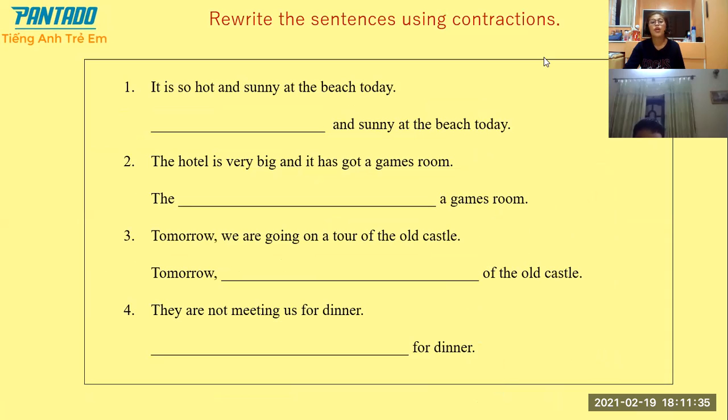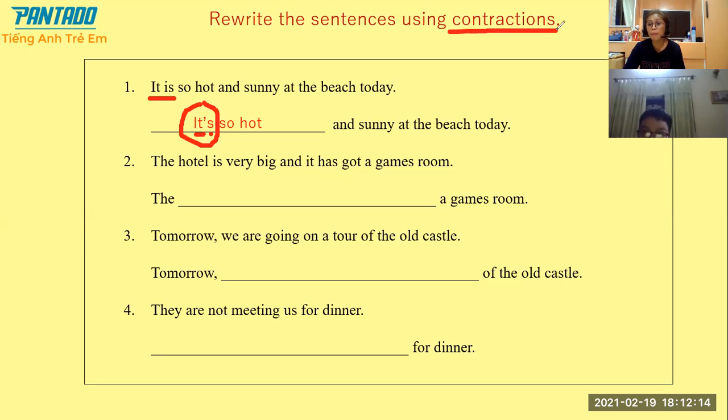In this one, you will have to rewrite the sentences using contractions. I have an example. Do you know what contractions are? You make it shorter. Like, let us say, it's so hot and sunny. Can you see the contraction here? Look at the "it is", it becomes "it's". That is what we call contractions.